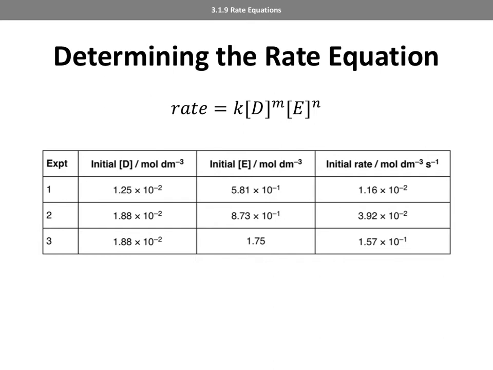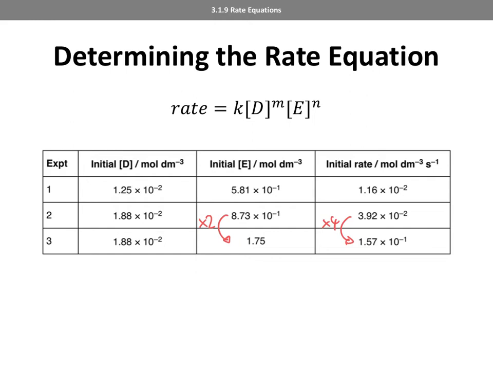Right, so we have to begin by comparing two of the experiments in which the concentration of only one of the reactants is changed. And in this case, that means we have to start by comparing experiments 2 and 3. If we look at experiments 2 and 3, it's only the concentration of E that changes. So as we can see, when the concentration of E was doubled, the initial rate quadrupled, and that tells us straight away that the reaction is second order with respect to E.